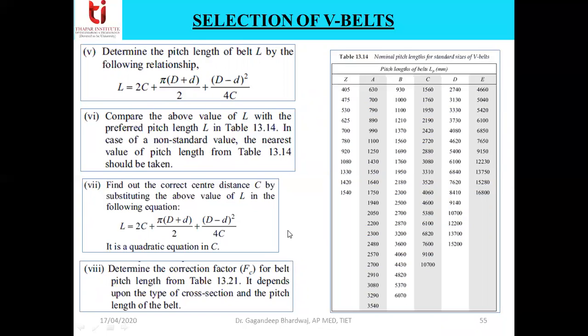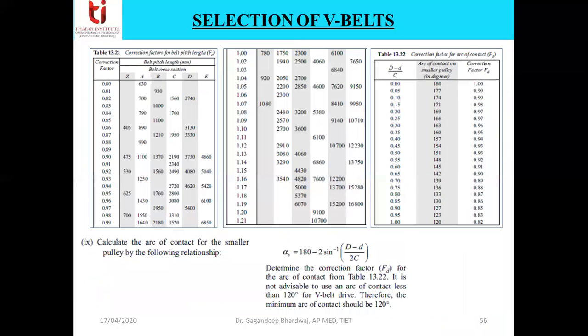Then we have to determine the correction factor for the belt pitch length. It depends on the type of cross section and pitch length of the belt. Now the belt cross section is given, A, and the pitch length is given. According to that, you will select the correction factor for belt pitch length.